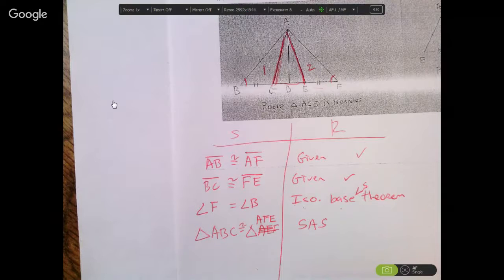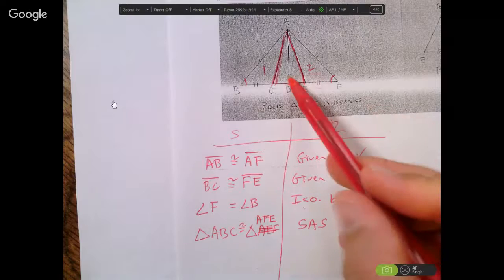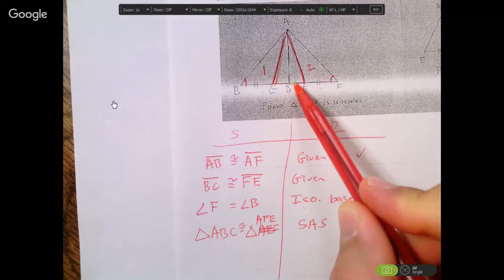I think there's something about AB being perpendicular to triangle AGE, whatever that is. It's interesting. Now we can actually say that this is perpendicular. Why are we allowed to say this is perpendicular?